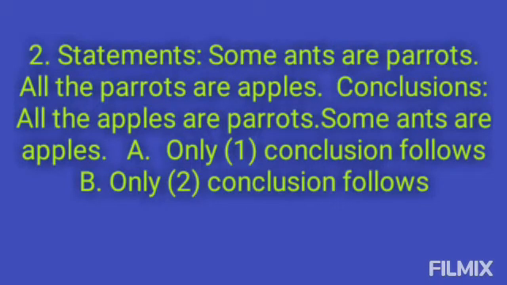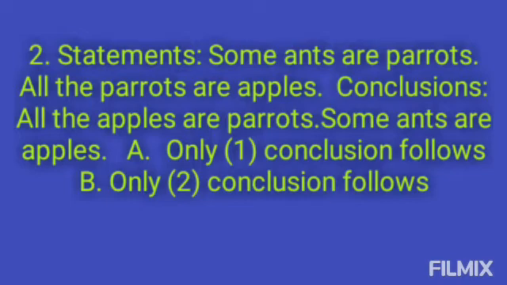Let's continue. Question number 2. Statements: some ants are parrots. All the parrots are apples. What can be the conclusion? Now you are given two statements. Some ants are parrots and all the parrots are apples. What is the conclusion of these two statements? Conclusion 1, all the apples are parrots. Conclusion 2, some ants are apples.